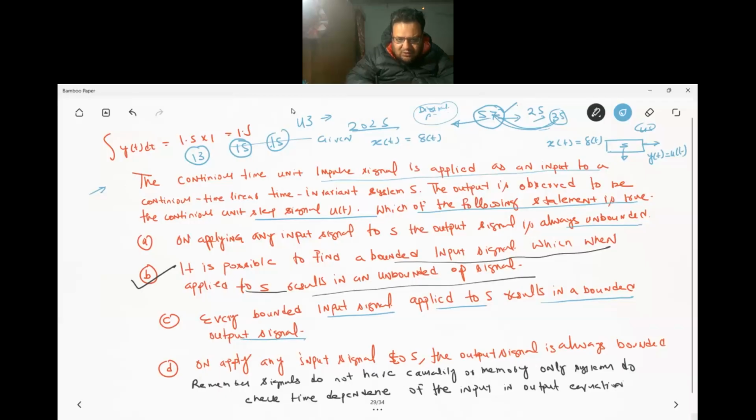It is not necessary, so this statement itself looks wrong. Or, on applying any input signal to S, the output signal is always bounded. This is also not correct, right? Why? Remember, one more important property here is that signals in themselves don't have causality or memory. It is the system. Only a system checks the dependence of the input on the output equation.